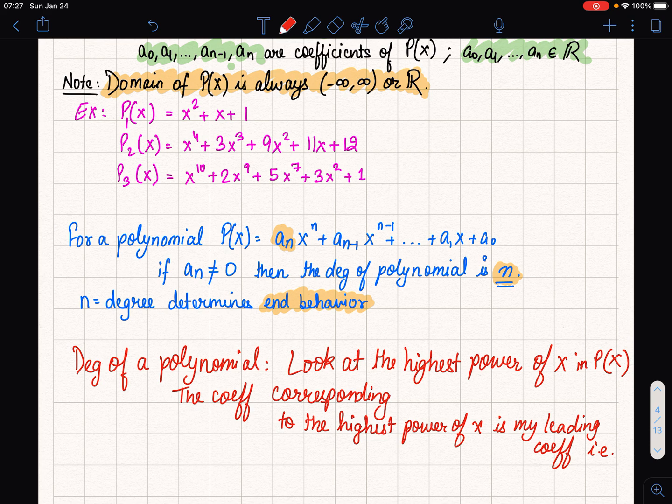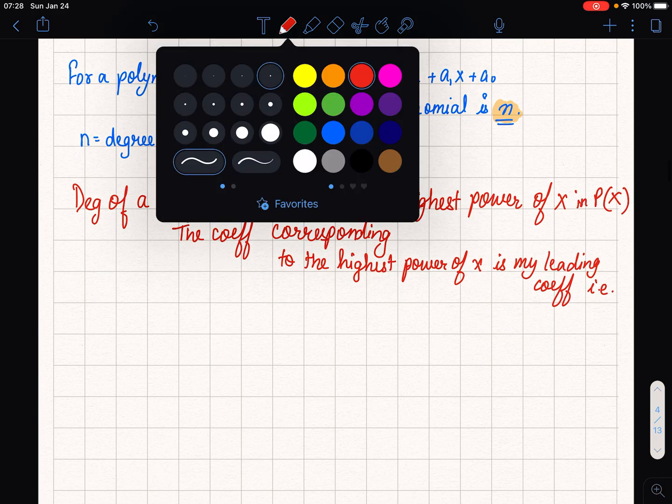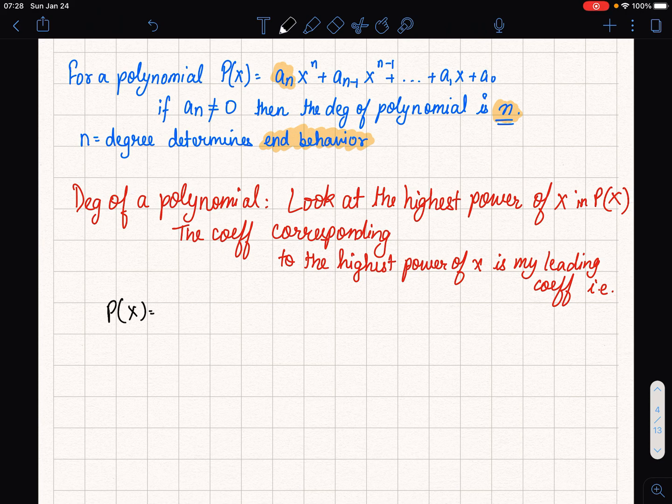The coefficient corresponding to the highest power of x is my leading coefficient. Make sure that your highest power of x has a non-zero coefficient, because you could always write something like this. If you have p of x equals x squared, I could always write p of x as 0 times x cubed plus 1 times x squared. Here, my highest power looks like x cubed, while the coefficient corresponding to it is 0. So this term is not there.